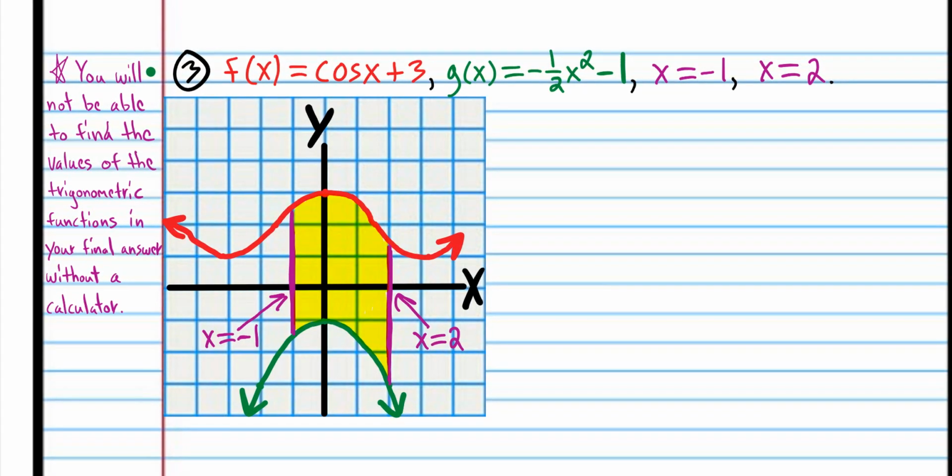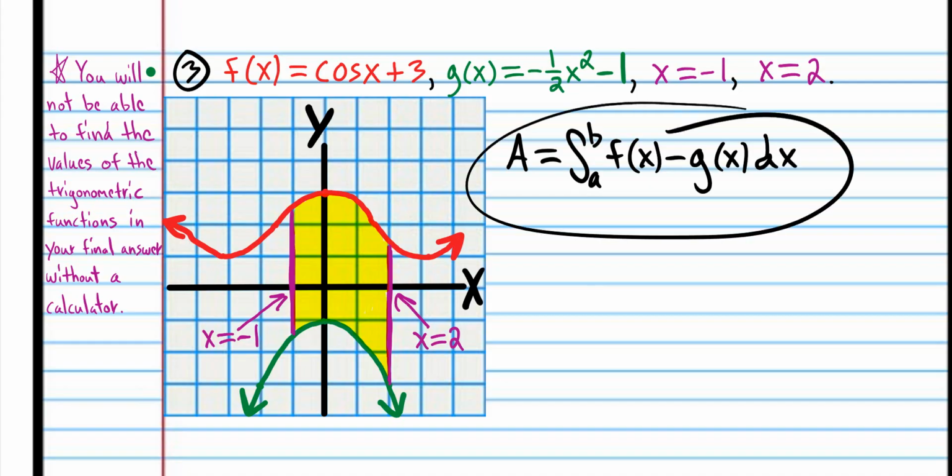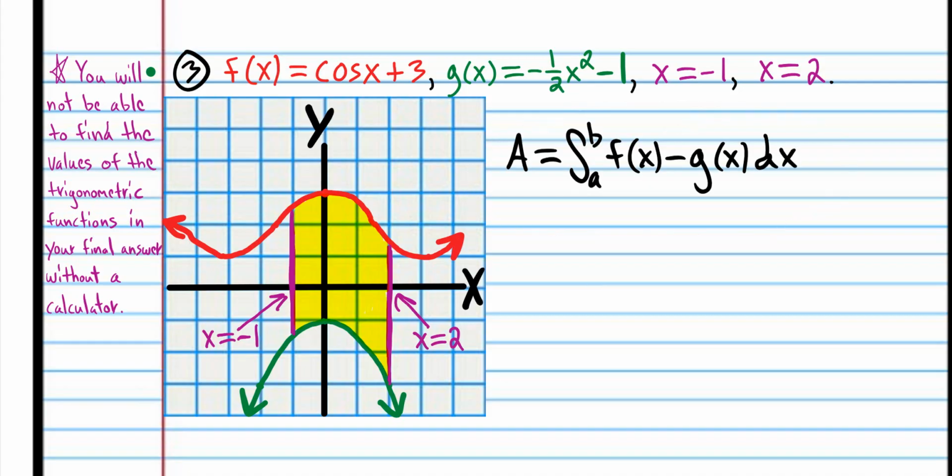So I'm going to write the master formula for you when we're trying to find the area between the graphs of two functions. Assuming that f of x, its graph is above the graph of g of x, we're going to use this master formula. So try number 3. When you come back, we'll do it together.